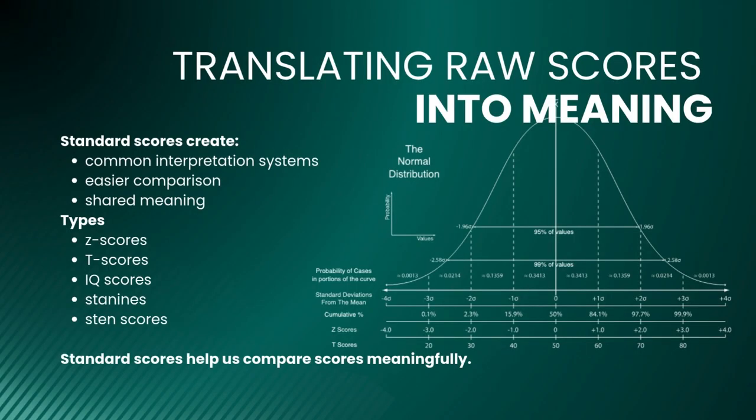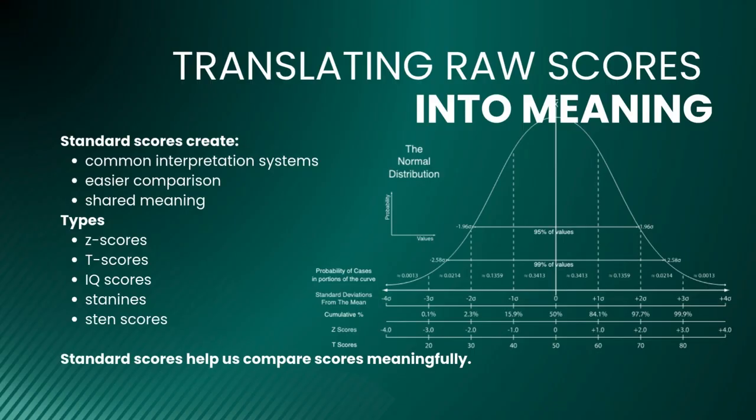So here, I don't want you to panic when we start talking about standard scores because it does sound complicated, but they are actually pretty simple conceptually. A standard score is just a translation system. Raw scores get converted into common language with a fixed mean and standard deviation. This lets us compare scores more meaningfully. So different types of scores might include Z-scores, T-scores, IQ scores, stanines, and STEN scores. So think about it like converting currencies.